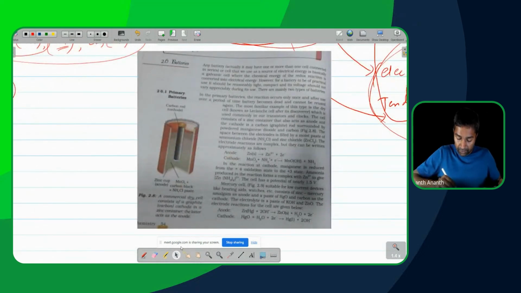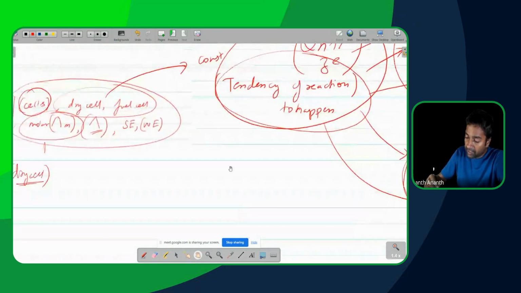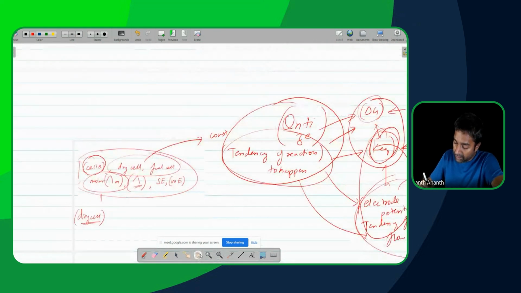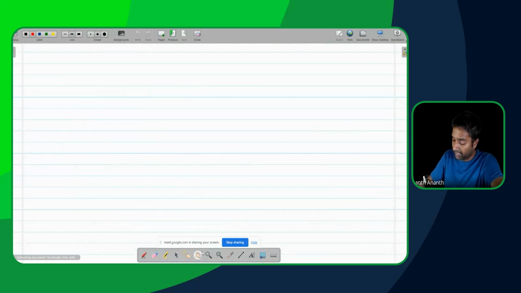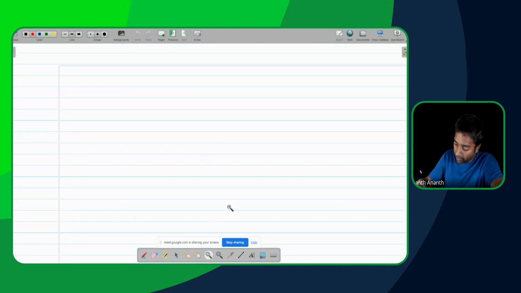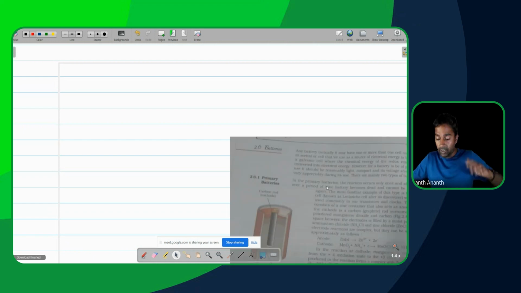Let me actually take it to a fresh page and discuss this. So the principles we have discussed will all be followed in these two cells over here. We'll talk about them as we are discussing them from the NCERT directly, because this part here doesn't require too much understanding, but it requires information, which NCERT gives better.